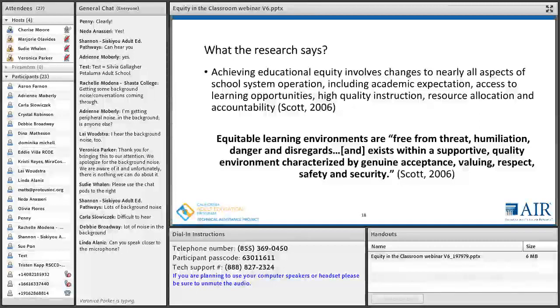And then as you think about what the research says, the research really speaks to equitable learning environments having to be free from threat, humiliation, danger, and other disregards, and ensuring instead that there's a supportive, quality environment that really focuses on accepting students for who they are, where they are, valuing their experiences, respecting them, and ensuring that there's a level of safety and security in the learning environment. Much of the research is really targeted towards K-12 students, but as we look at equity across the adult ed world, this is the piece that we can transition. Not just what we see working in a K-12 environment, but also working across for adult ed students.